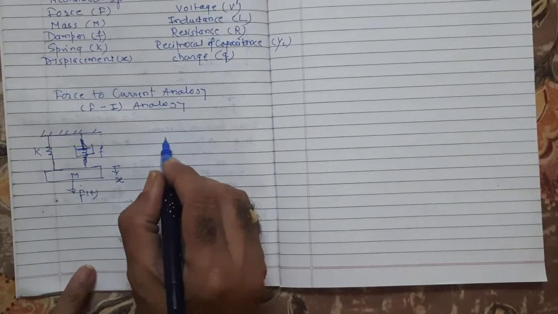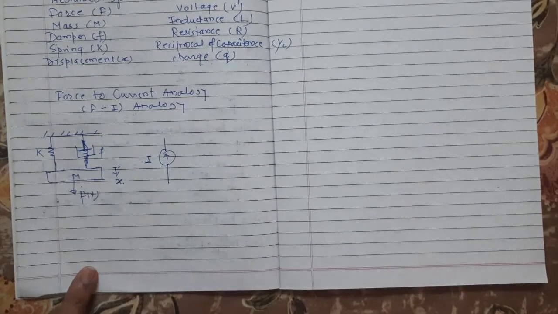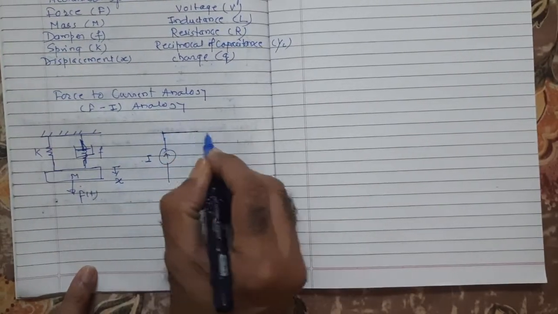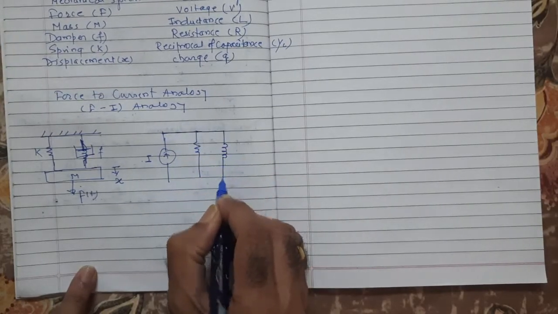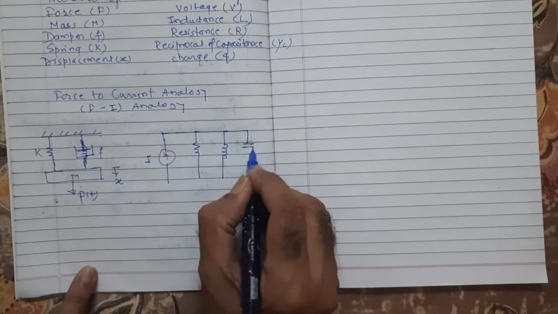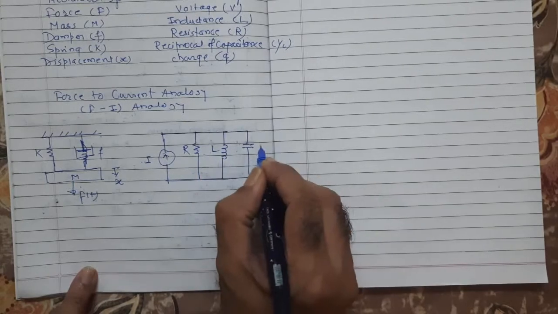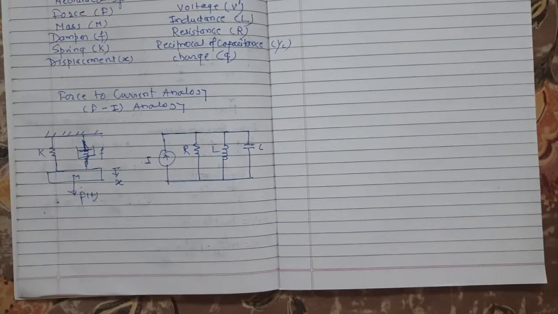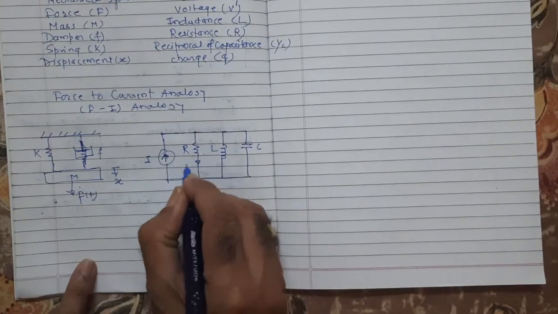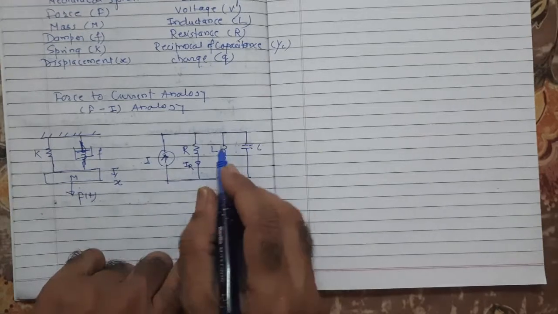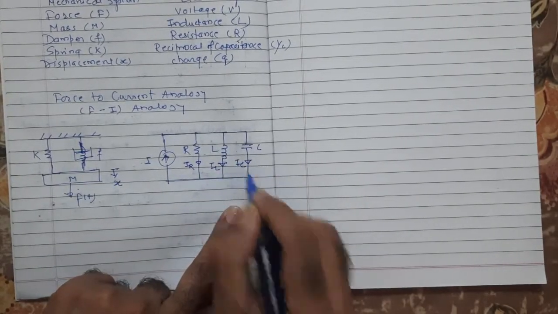So what happens here? We will have the input current, that is I, and all these components, that is resistance, inductance, and capacitance, are connected in parallel. This is R, this is L, and this is C. Let's say the current through the resistance is IR, the current through the inductance is IL, and through this one it is IC.